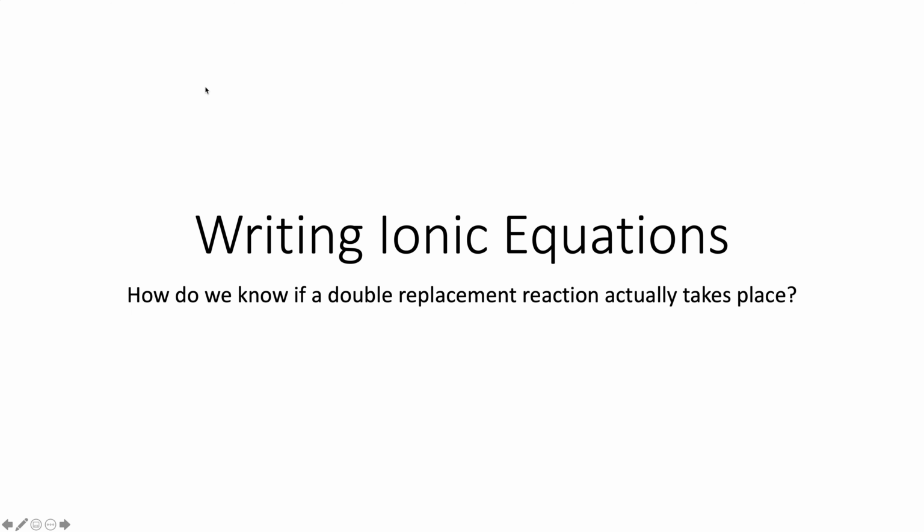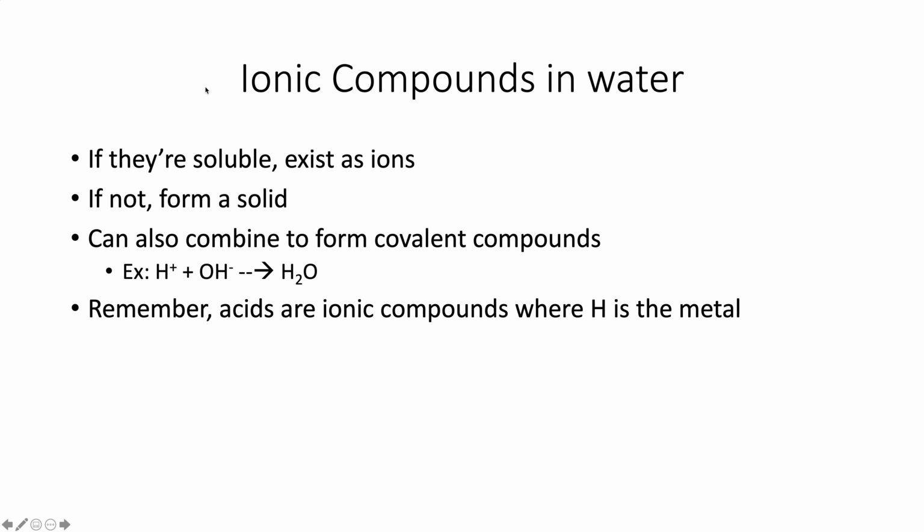So like I said, I'm going to break this into two parts. The first part is going to be how to do this, and then the second part is going to be several examples. All right, so this is what writing ionic equations is. How do we know if double replacements actually take place? Double replacements are typically reactions of ionic compounds, and they're typically ionic compounds in water.